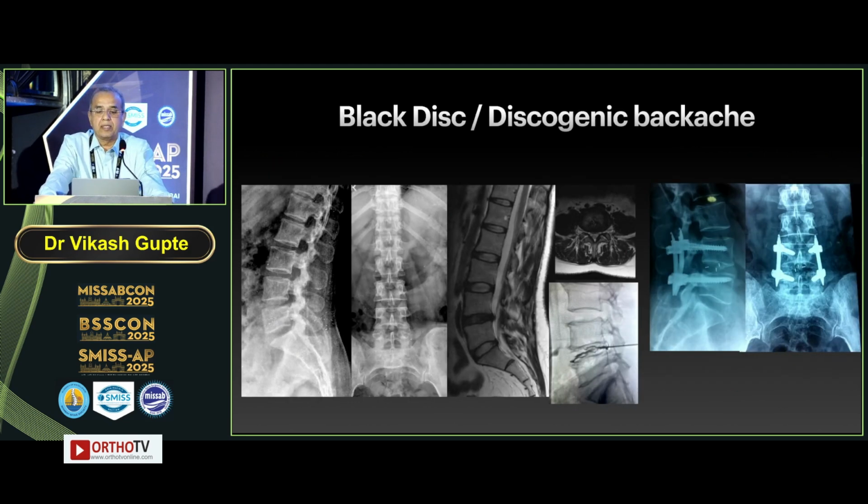What about black disc or discogenic backache? This patient presented with repeated, episodic backache for almost 2.5 to 3 years. Every time I used to treat him conservatively. So all conservative treatment options were done. Ultimately, we did provocative discography, which showed that the degenerated disc is the culprit. So we did a MIS-TLIF.